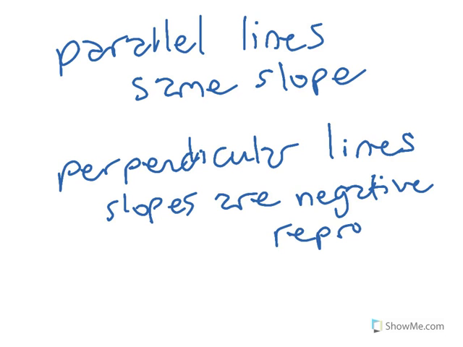That means that if you know the slope of one line, you need to discover its reciprocal by writing it as a ratio and then reversing the numerator and denominator, and then take the opposite of it, and you'll have the slope of a line perpendicular to the given line.